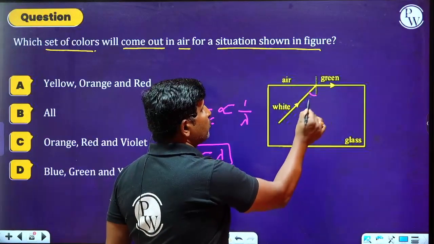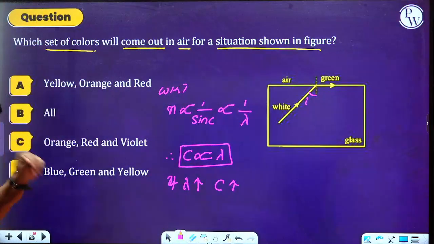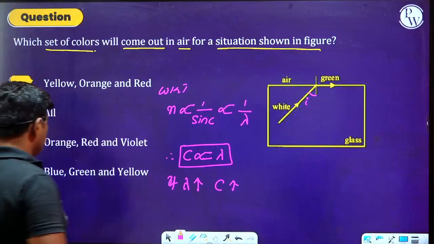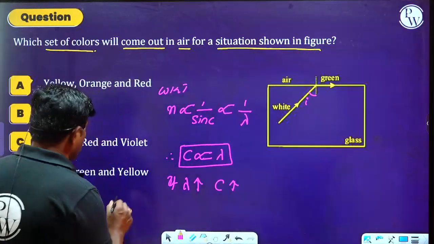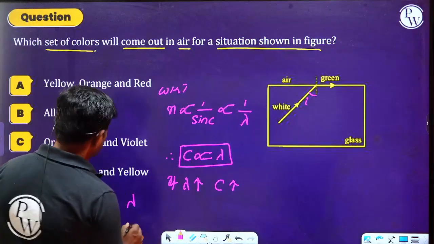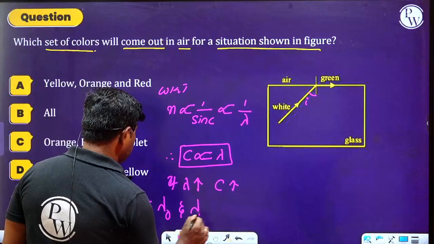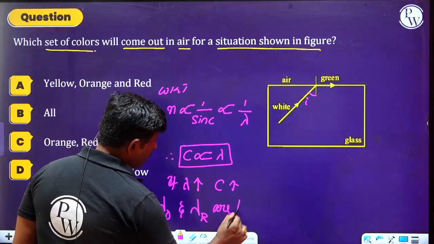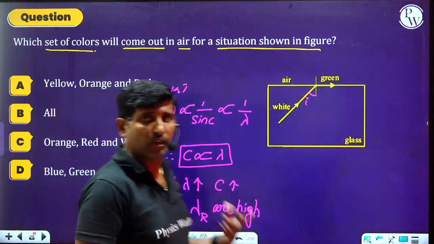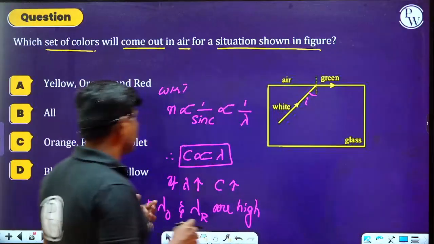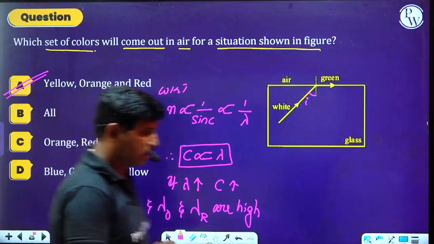Therefore, for a given angle of incidence, beyond green we have lambda yellow, lambda orange and lambda red being high. The critical angle for these colors will also be more. Therefore, these colors will come out. Hence, we can select option A as the right answer. Option A is the right answer.